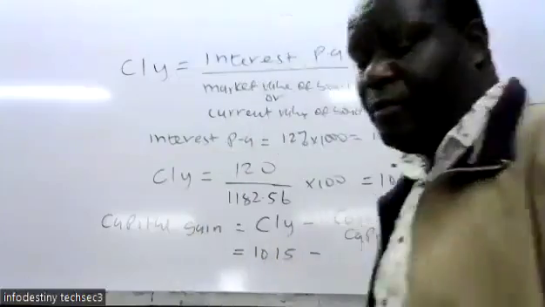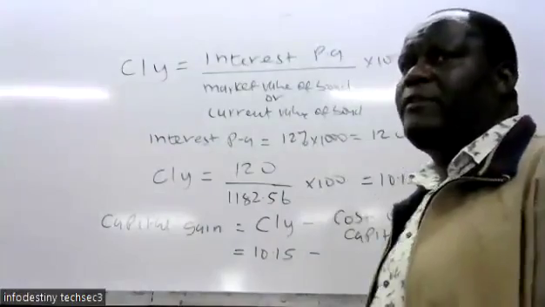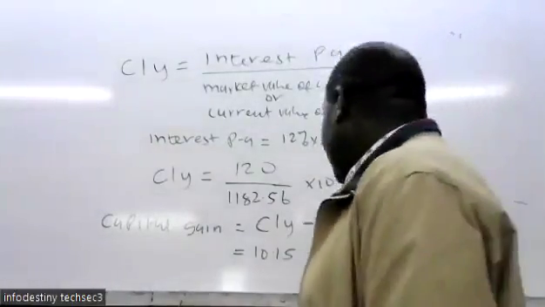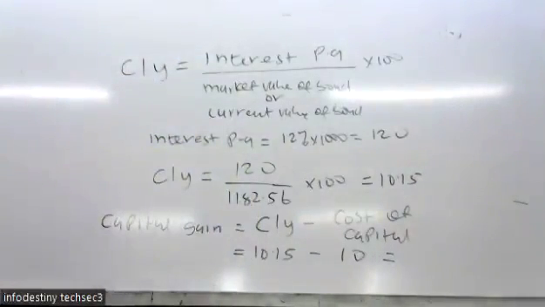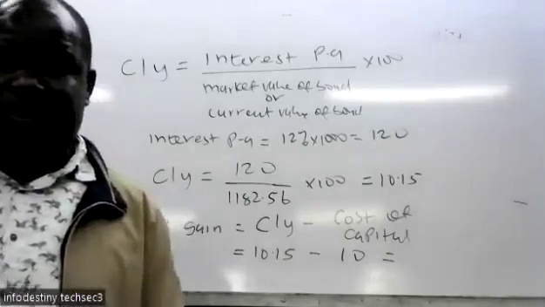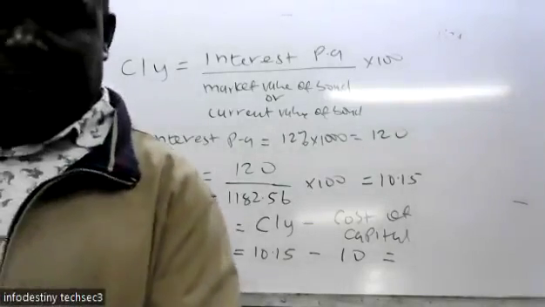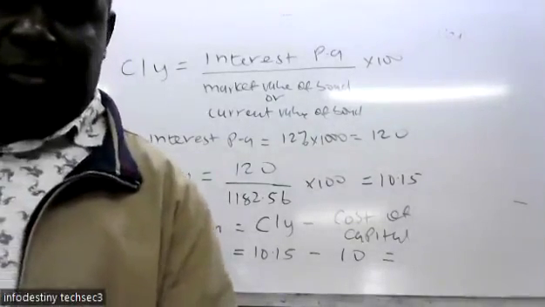For the cost of capital we use per annum. Remember the 10% that we divided by 2 to get 5%. But here we use 10% per annum so that we come up with the value for that. So it will be 0. what? Yeah, so that's now the capital gain. That was in relation to the question.